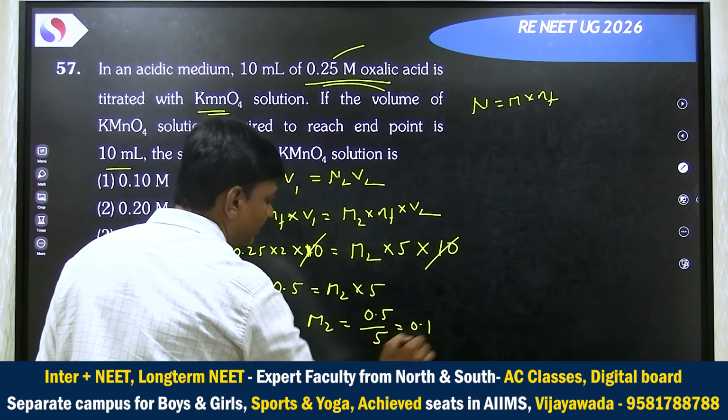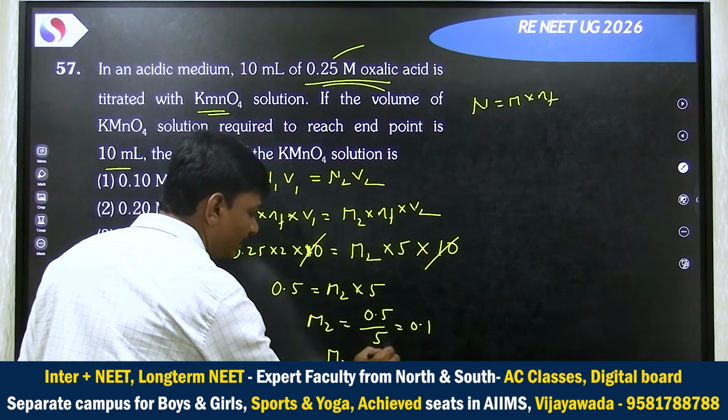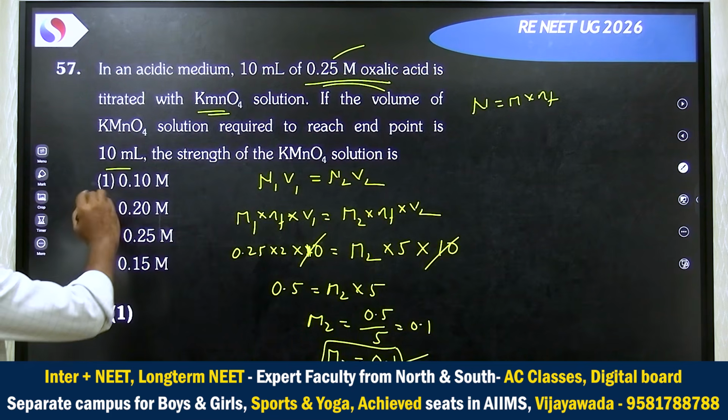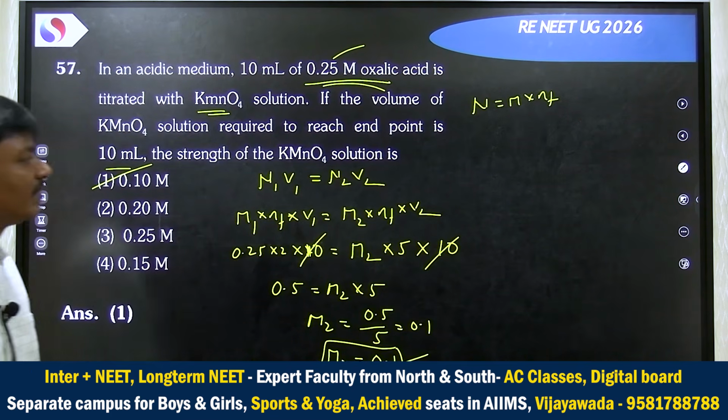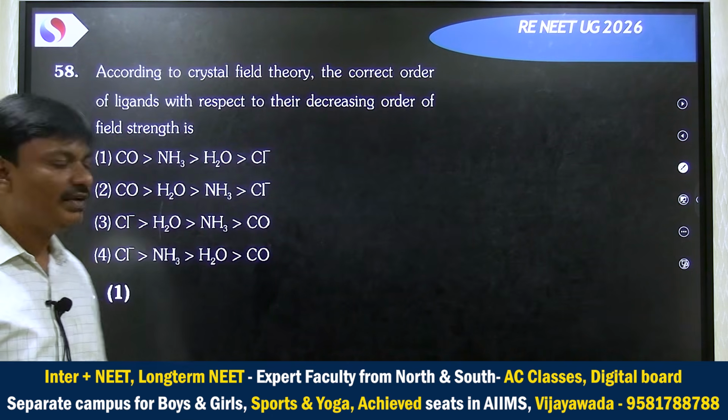Then we get 0.1. So the molarity of KMnO4 is equal to 0.1. That is the answer. So the correct option is the first option, 0.1. Okay. Next one. Next one is question 58.